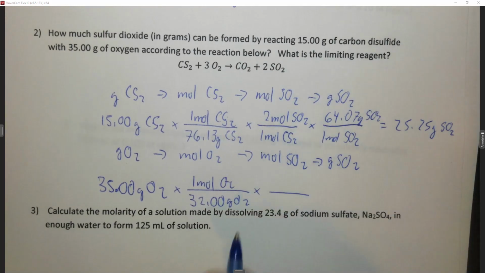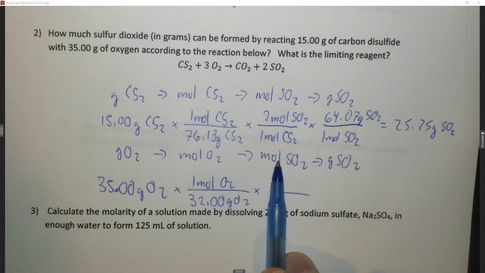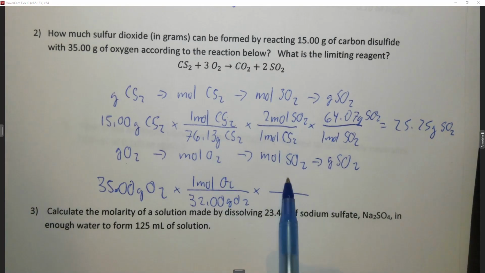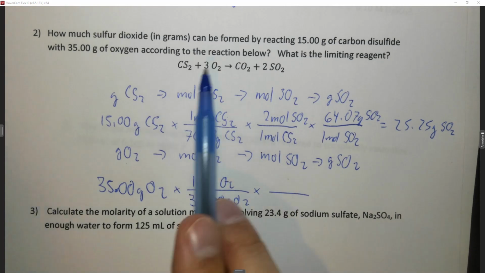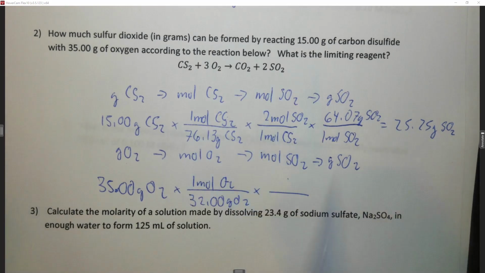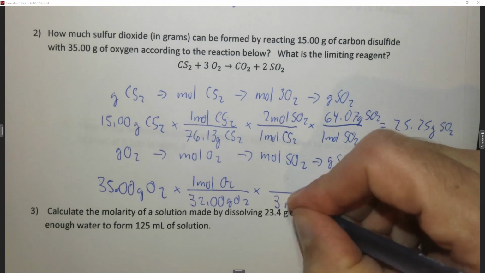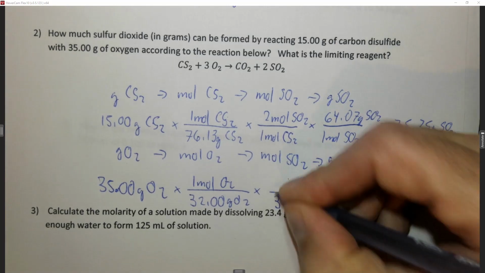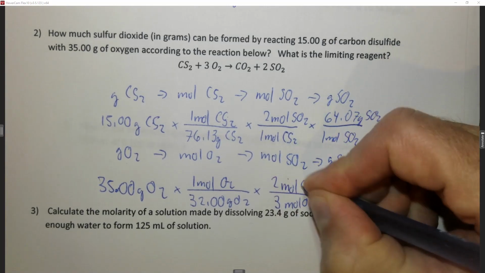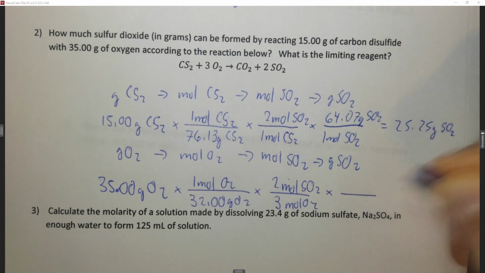We now want to convert from moles of O2 to moles of SO2. Again, moles of one thing to moles of another, balanced chemical equation. So the balanced chemical equation tells us that for every 3 O2, we make 2 SO2. We want O2 to cancel out, so we put our 3 moles of O2 on the bottom and our 2 moles of SO2 on the top.